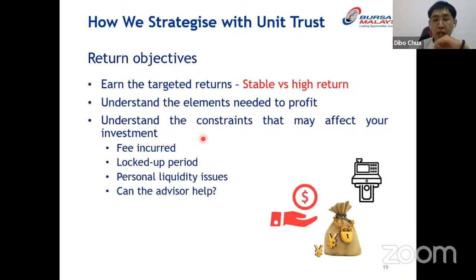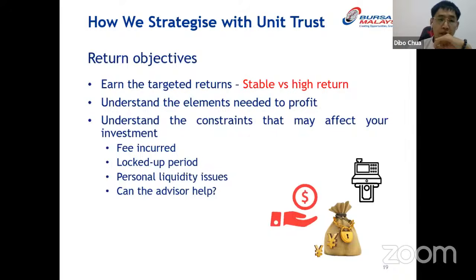Okay. And then you also have to understand the elements needed to profit. Okay, as I emphasize quite a lot of times, the three elements: capital, time, and effort. There is effort that you need to continue doing to monitor your unit trust, but it's much smaller only. You don't have to do research. You just have to look into the performance.